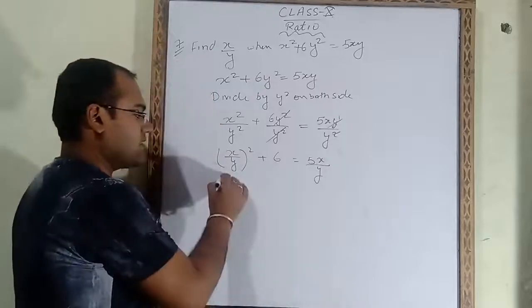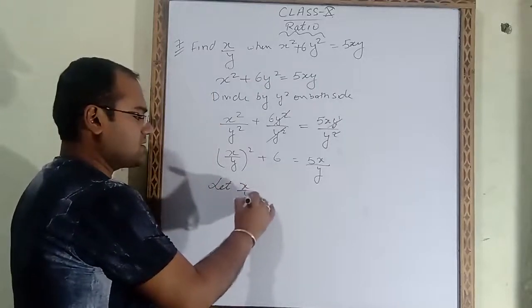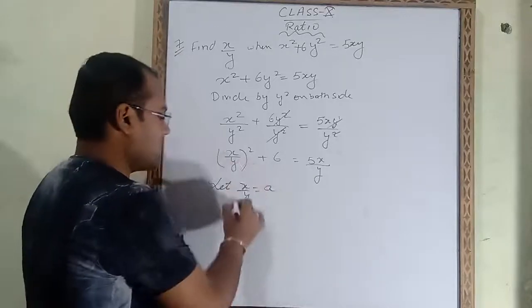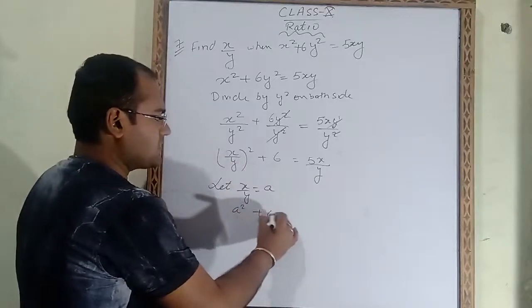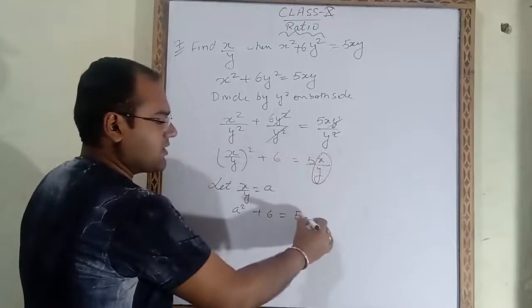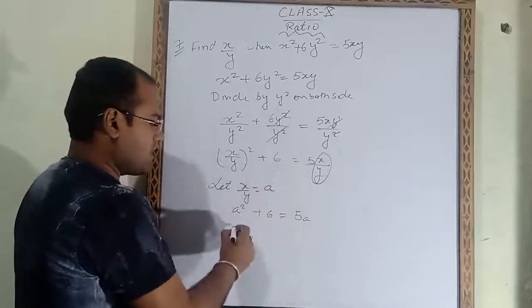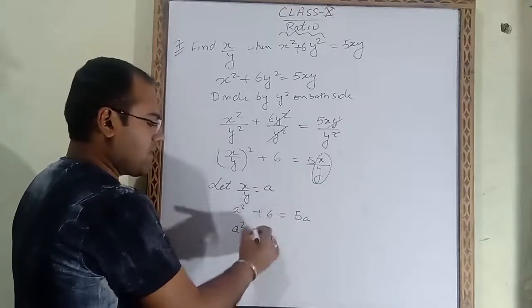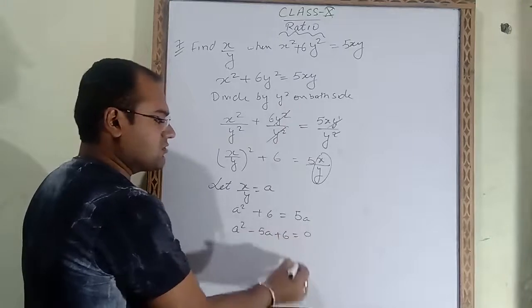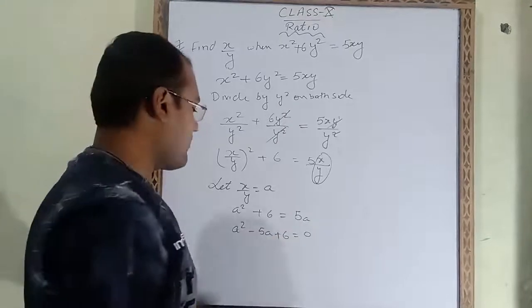Next step: let's say this x upon y is a. We will assume x upon y is a. So a square plus 6 is equal to 5 times x upon y. Instead of x upon y we will take a. This 5a we will bring to the left side. So a square minus 5a plus 6 is equal to 0. So this is the quadratic equation now. Now we will factorize it.